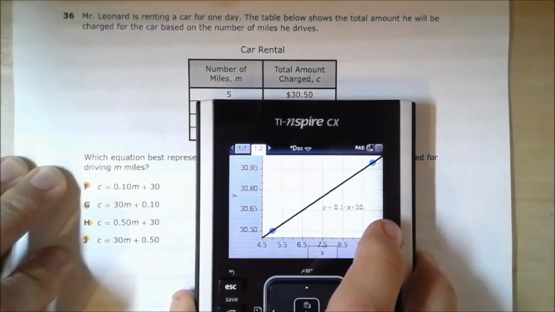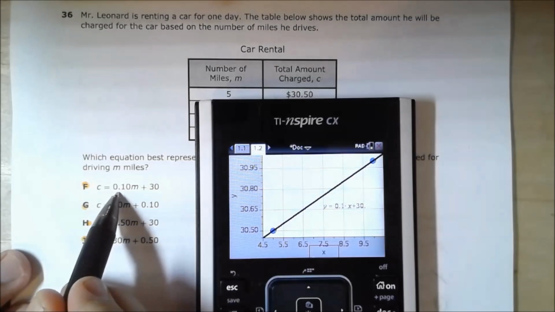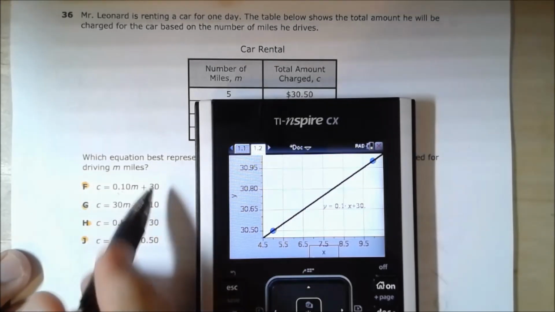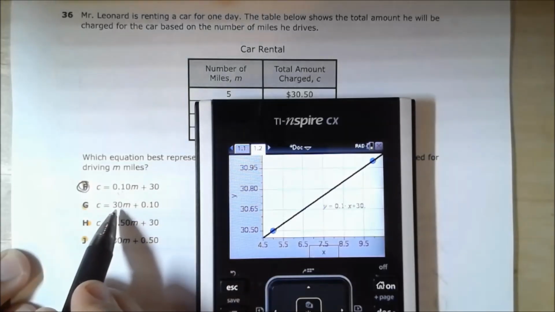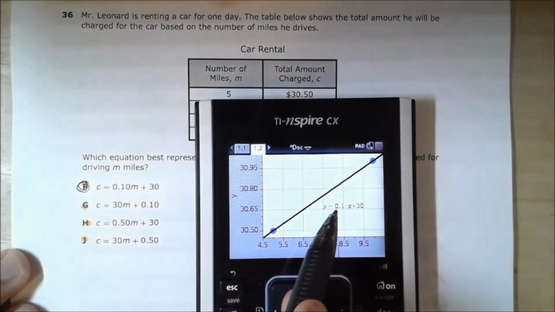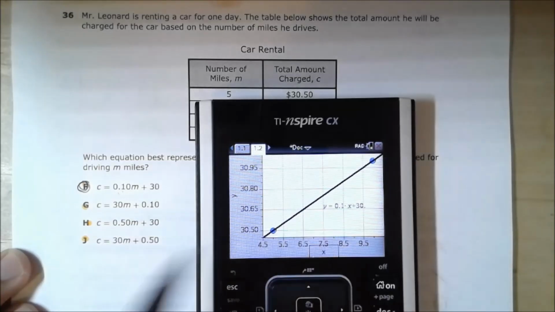So let's see which one of these matches up. 0.1x plus 30. This is 0.1m plus 30. So F matches. If you look at this one, this is 30m. Well, 30m is not 0.1m. 0.50m, well, that's not 0.1. And 30m, again, that's not 0.30.